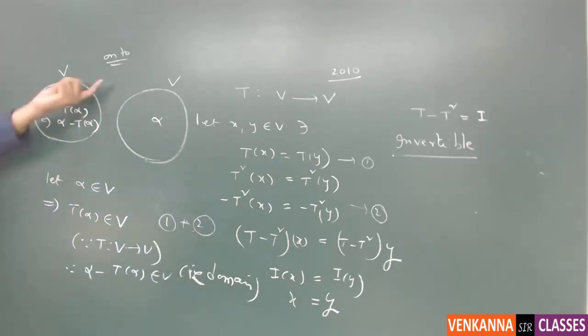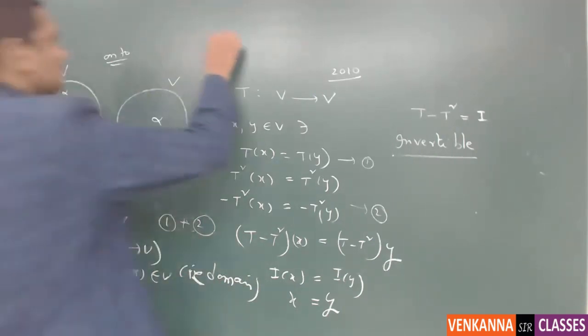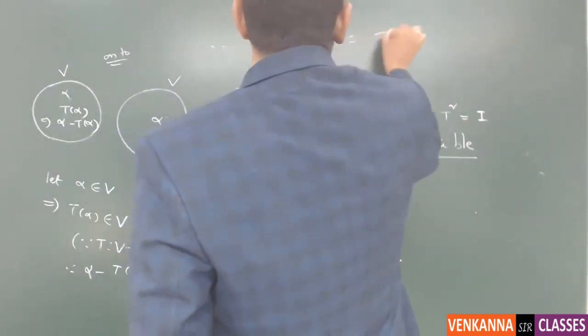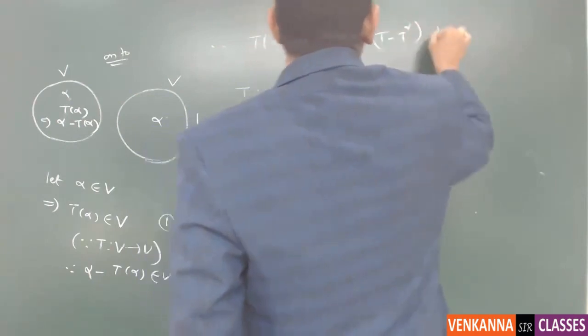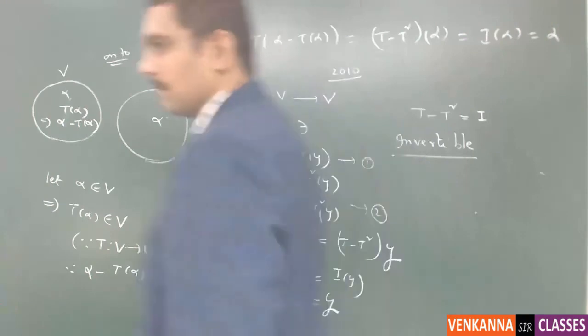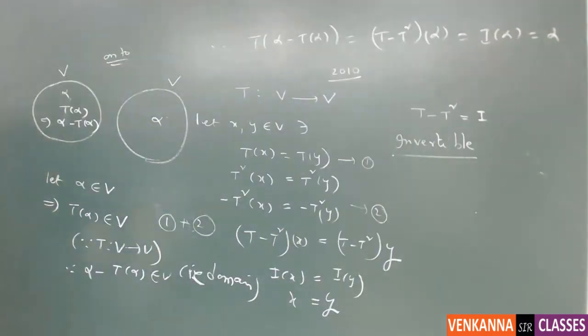So for this part I will apply T. This is nothing but T minus T square of alpha. Therefore, whatever the value alpha you consider in codomain, then alpha minus T of alpha is the preimage, so that T becomes onto. Therefore, it is a bijection, hence it is invertible. Fine.